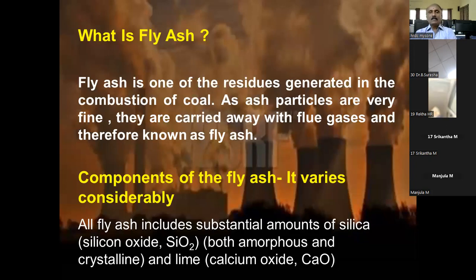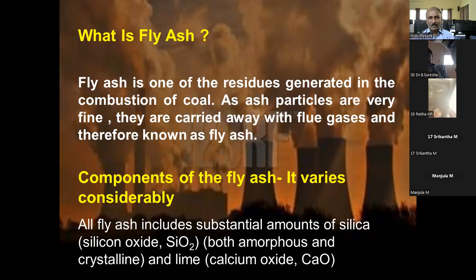Now we know that in India, we generate electricity or power by burning coal. More than 85 or even 90% of the power generation in India is by combustion of coal. Whenever coal is burned, what is released? Smoke is released, and ash is released. That ash we call fly ash because it is very light in weight.